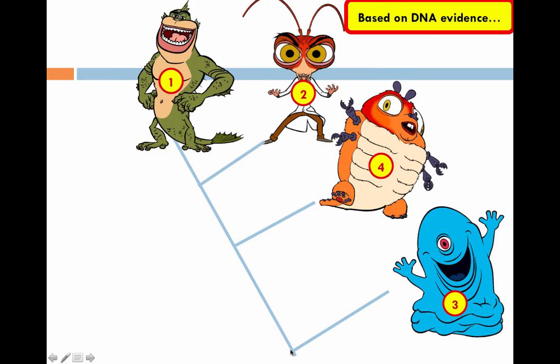Based on the DNA sequence, Monster 1 and Monster 2 had the most similar DNA, so they are placed together on the evolutionary tree. Notice they are right next to each other. 4 was the next most similar, so it is next closest to 1 and 2, and 3 was the most different, so it's the farthest away. Remember, scientists usually use DNA or gene sequence to figure out where to put these organisms on the tree. That's all I have.